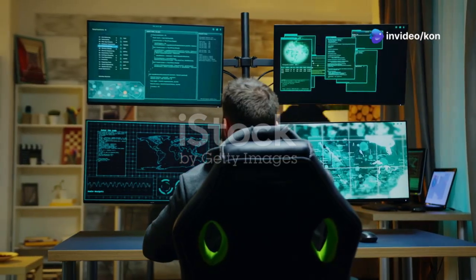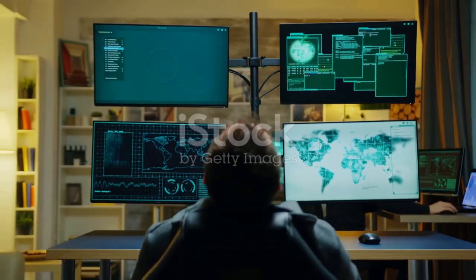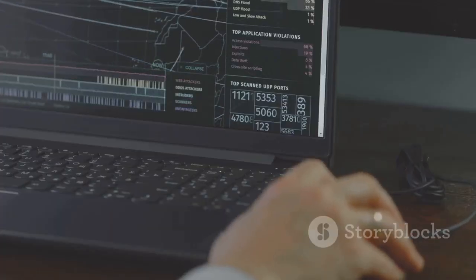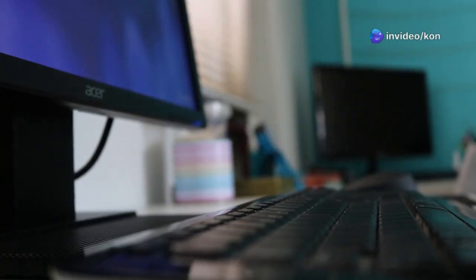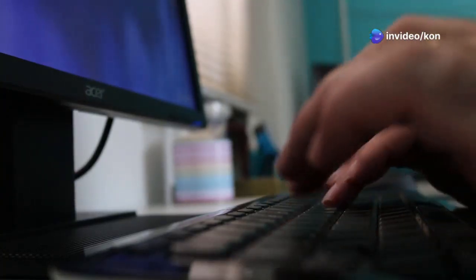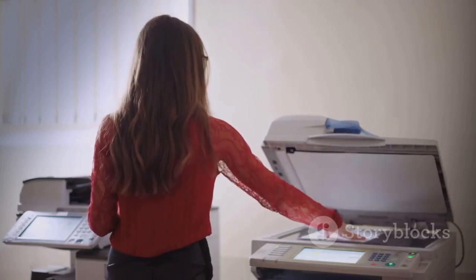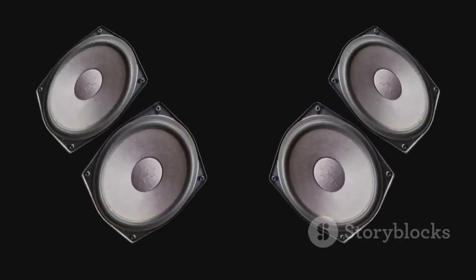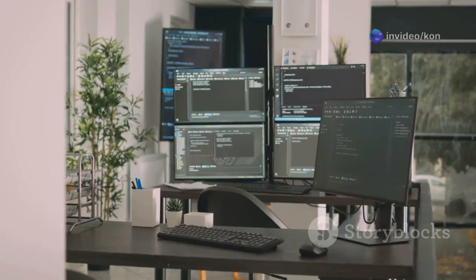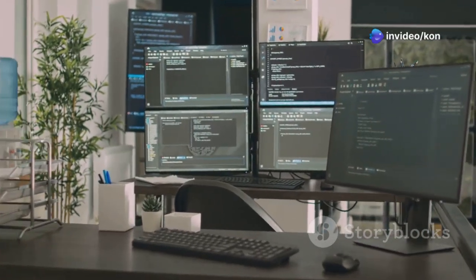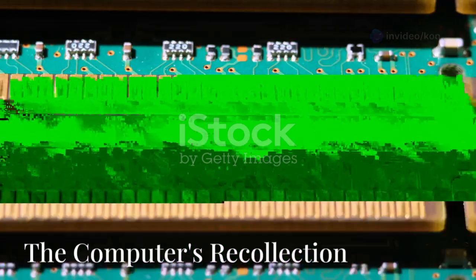Output units display the processed information from the computer in a human-readable format. These devices receive data from the computer and convert it into a form we can understand. The most common output device is the monitor, which displays text, images, and videos. Printers produce hard copies of documents and images. Speakers produce audio output, allowing us to hear music, sound effects, and voice communication. Output devices complete the computing cycle by presenting the results of the computer's processing in a meaningful way.